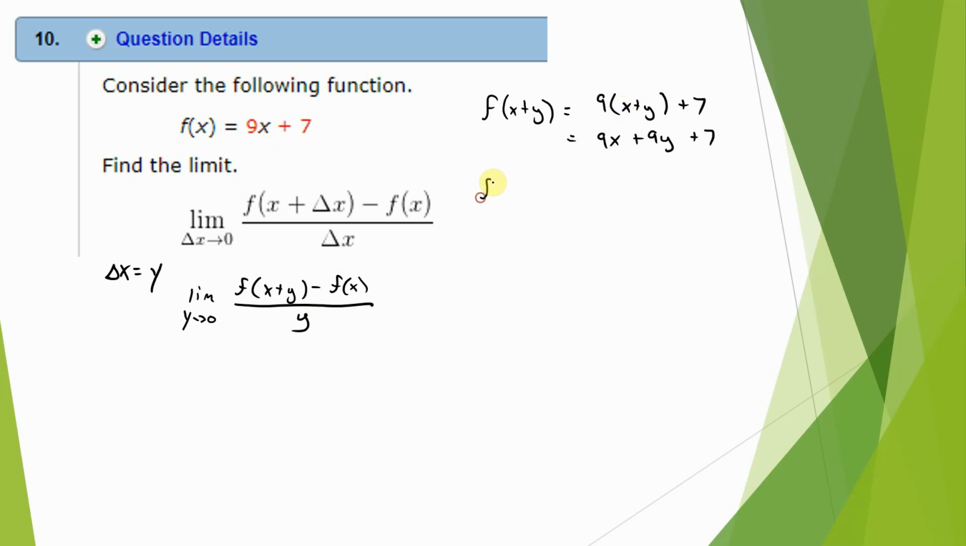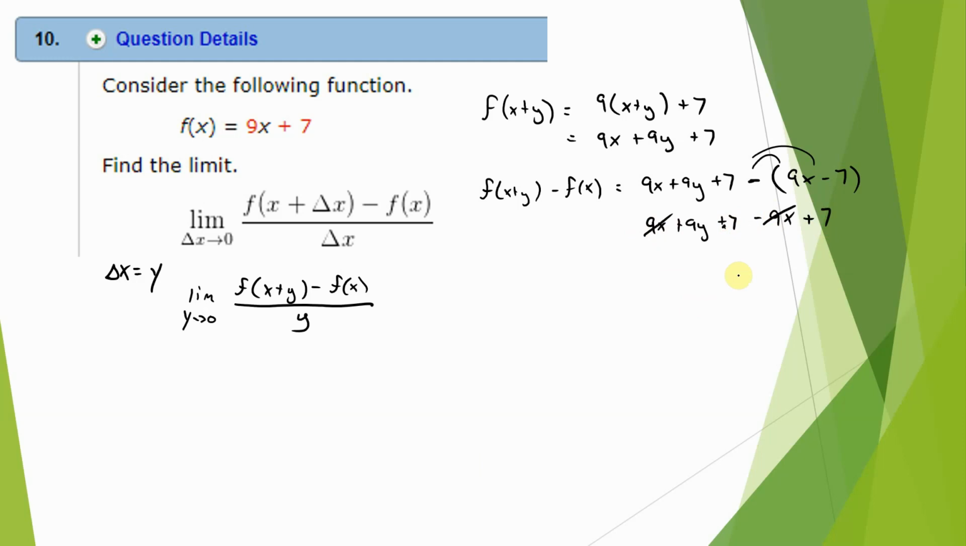All right, so then what is f of x plus y minus f of x? Well, that's 9x plus 9y plus 7 minus the original function, 9x plus 7, which is 9x plus 9y plus 7. Distribute that minus sign, minus 9x minus 7. The 9x's will cancel out. That's a minus 7. I jumped the gun there. And how did I recognize that? Because I know that all of these should cancel out and leave me with just 9y.